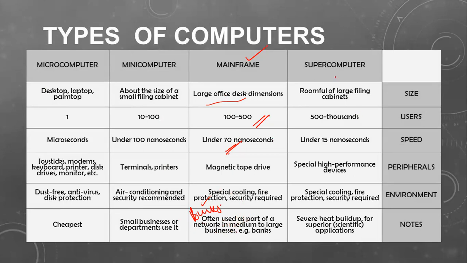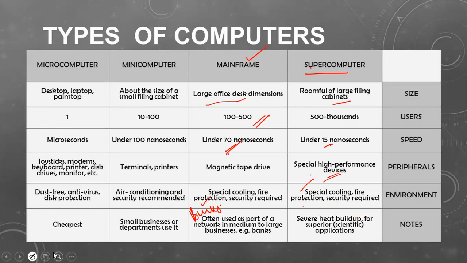Okay, coming to supercomputers, it is a room full of large filing cabinets, which can be used by more than 500,000 users, with speed in nanoseconds, 15 nanoseconds. It has high performance devices, and special cooling with fire protection and security is required. It has a severe heat buildup. So it is basically used for scientific applications.